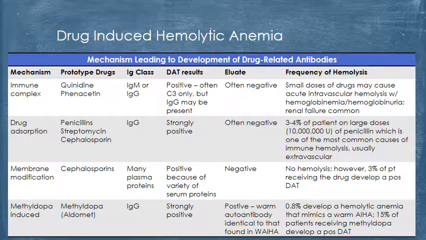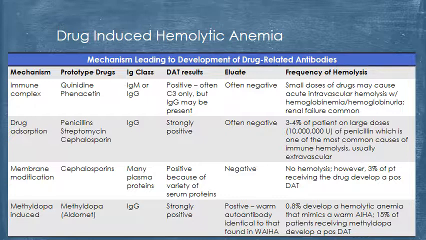In drug adsorption, as I said, the drug can be adsorbed onto the surface of the red cell, and then antibody can attach to the drug. So you still have to have an antibody against the drug. That would be most commonly associated with penicillin, streptomycin, and cephalosporins. Okay, in that case, your red cells are going to be bound with IgG. The red cells that are coated will generally be removed by the reticuloendothelial system, and you'll get a positive DAT.